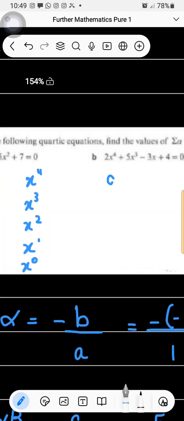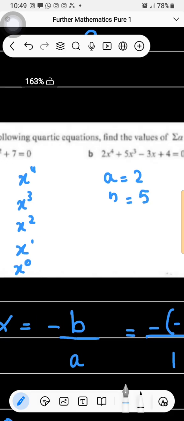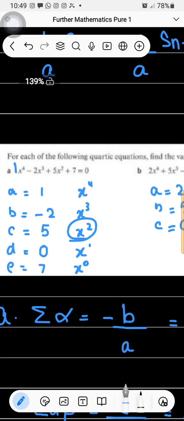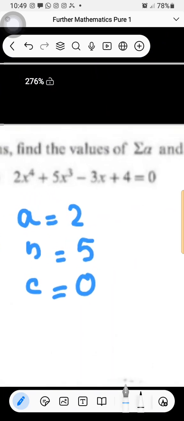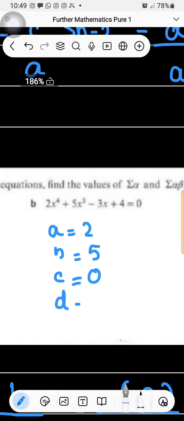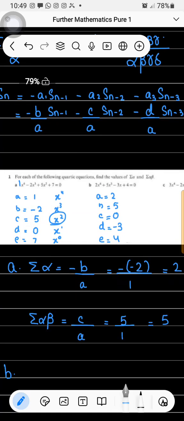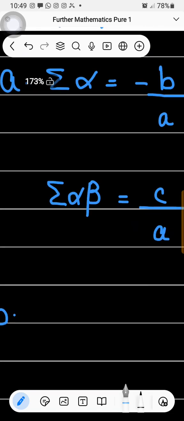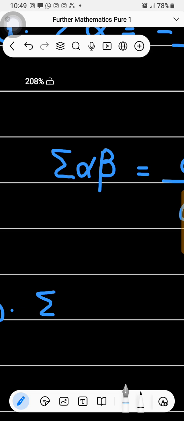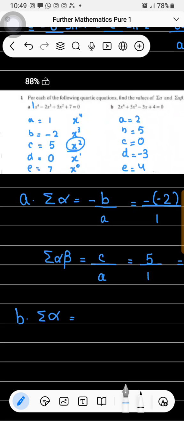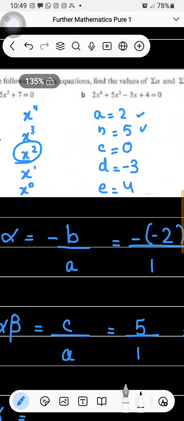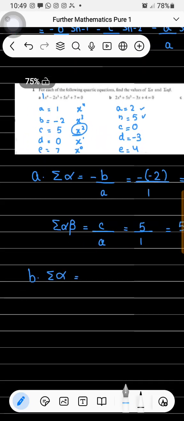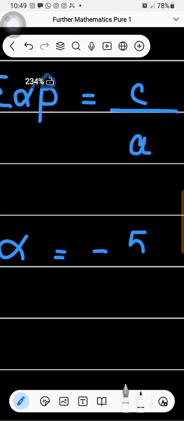Here a is equal to 2, b is equal to 5, c is 0. As c is the coefficient of x square, we can't find x square in the equation, so c is 0. Then d is minus 3 and e is 4. Okay, so for b we will find out sum of alpha, which is negative b upon a. Negative b means negative 5 upon 2.